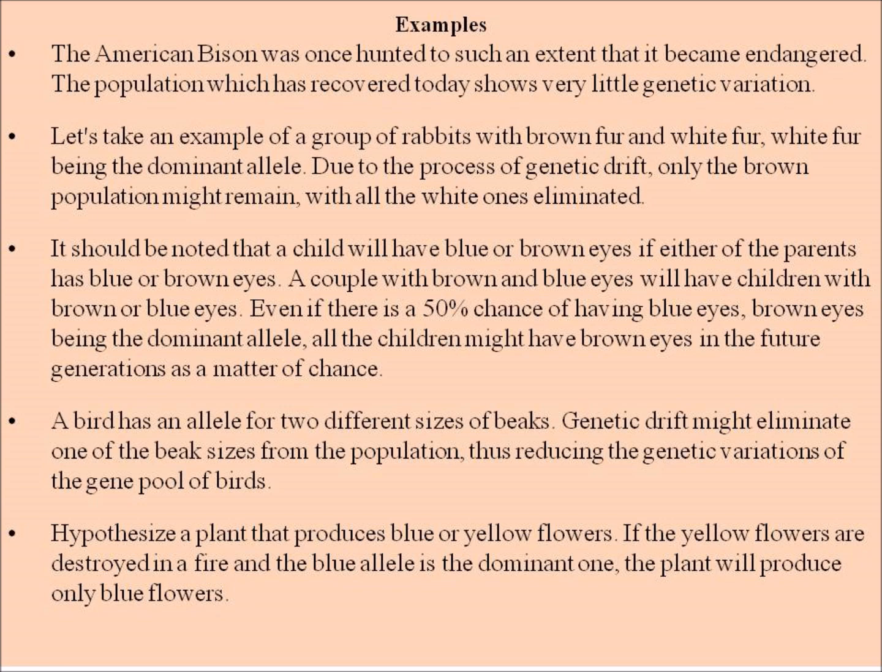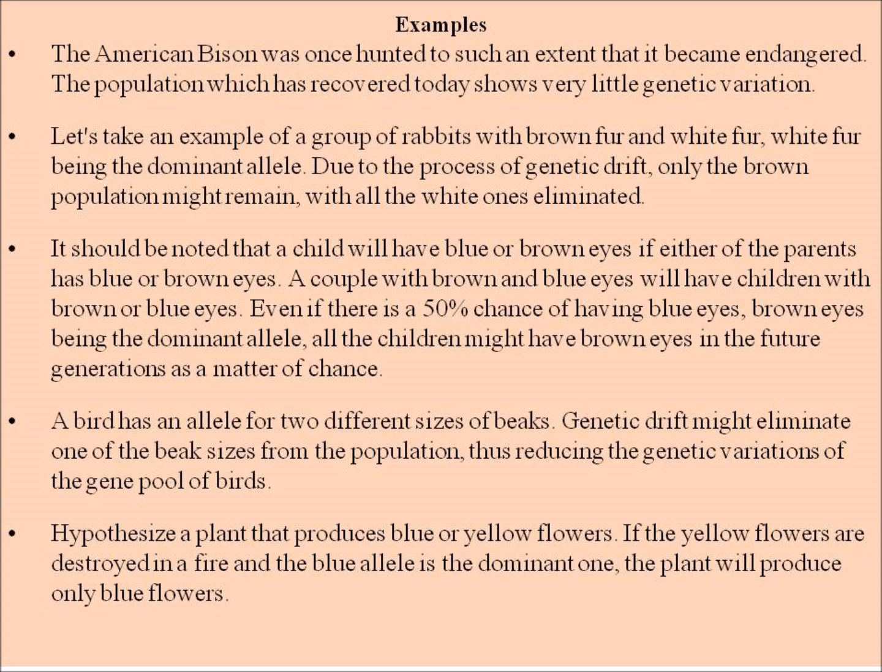It should be noted that a child will have blue or brown eyes if either of the parents have blue or brown eyes. A couple with brown and blue eyes will have children with brown or blue eyes. Even if there is a 50% chance of having blue eyes, brown eyes being the dominant allele, all the children might have brown eyes in a future generation as a matter of chance.